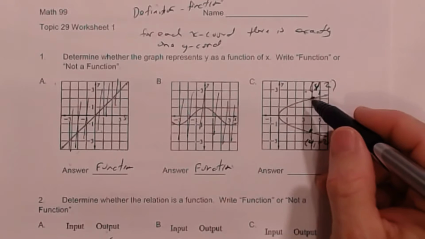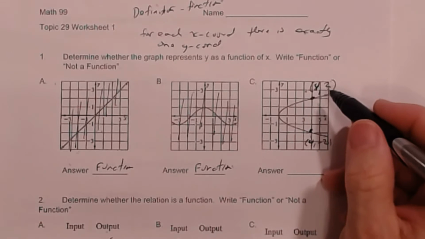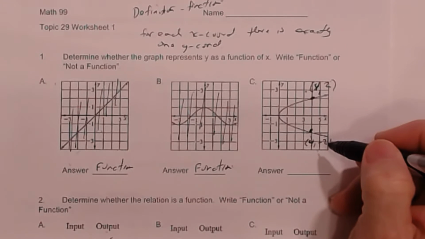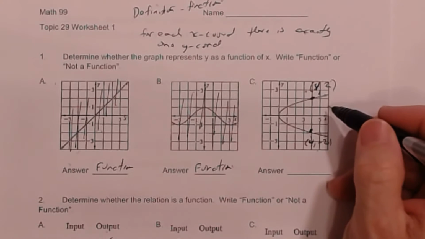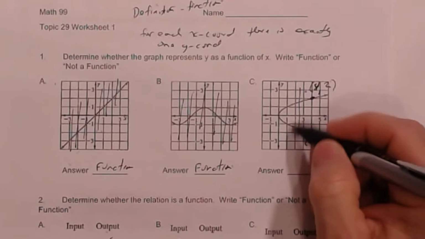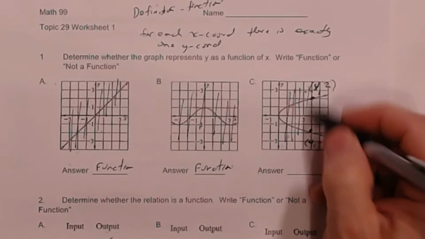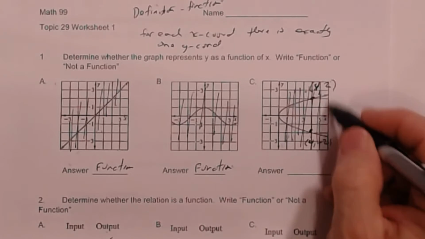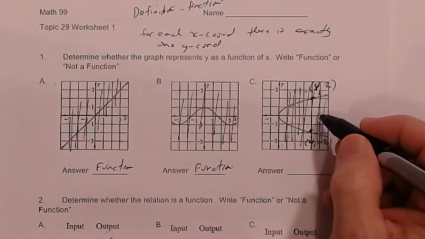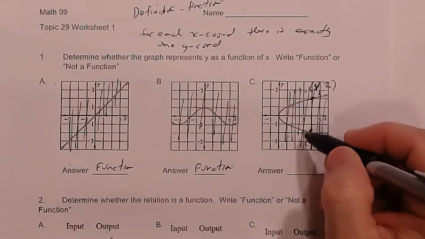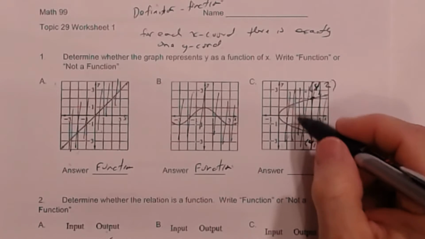Remember, a function says for each x coordinate, there's only one y value associated with it. In this case, there are 2 distinct ones. So if you look at the vertical line test, no matter where you intersect it in this area here, it intersects the graph twice, meaning that for each of those x coordinates, there are going to be 2 different y coordinates. So that's not a function.